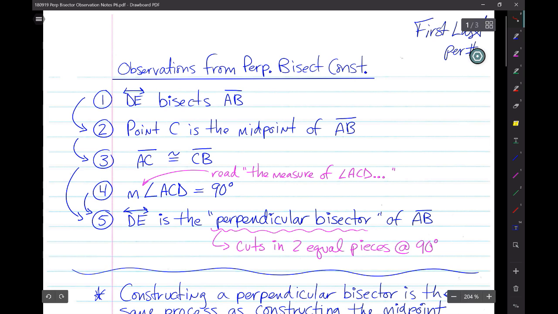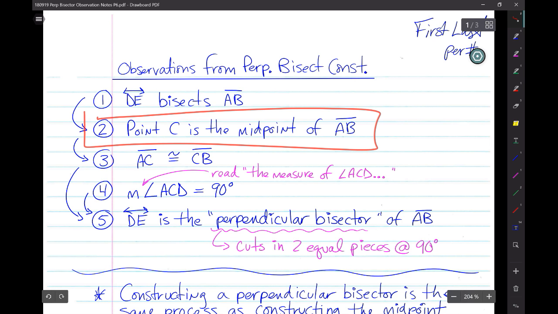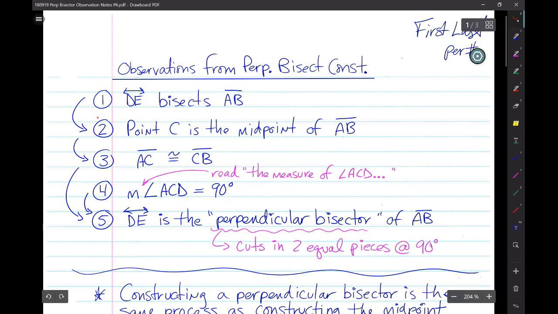So because DE bisects AB, we can then make the statement that point C is the midpoint of AB. And since point C is the midpoint of AB, we can then make the statement that the segments from A to C and C to B are the same length. They're congruent, okay? And then here was where we verified the measure at 90 degrees. And then based on both this piece of information and this piece of information, we were able to make this last statement on number 5, that line DE is what we call the perpendicular bisector of segment AB.